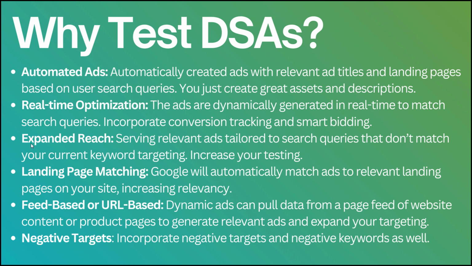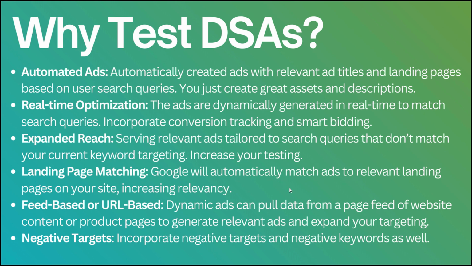Now, the other benefit is an expanded reach. Instead of just using specific keyword targeting, even if you're using broad match keywords, you may not be able to target every single keyword that's relevant to your website. With dynamic search ads, you can use your specific pages on your website to make sure that you're serving the most relevant ads that are tailored to the search terms people are actually typing in, and it allows you to increase your overall testing, which is a huge portion of getting the best out of your Google Ads campaigns. Landing page matching: Google will automatically match ads to your relevant landing pages.